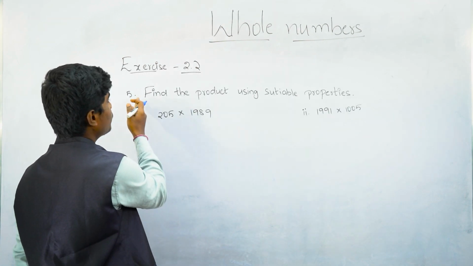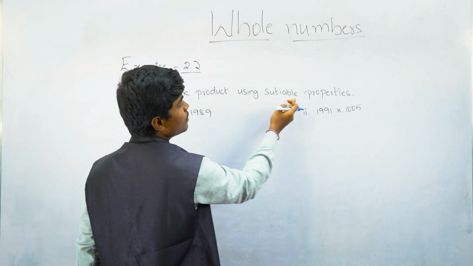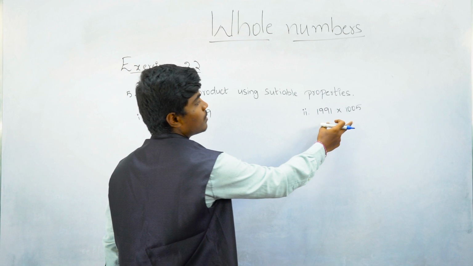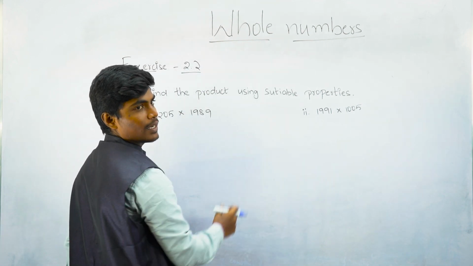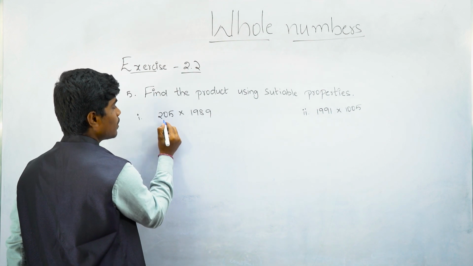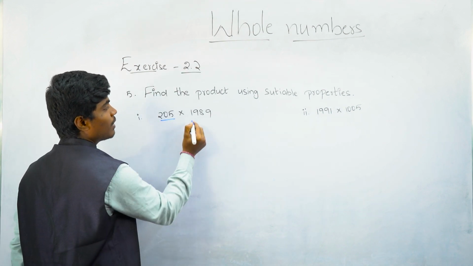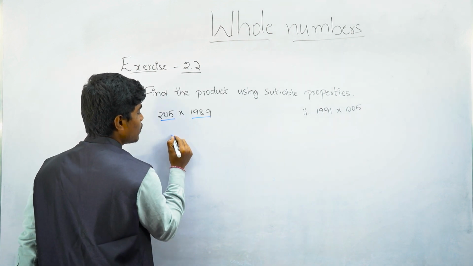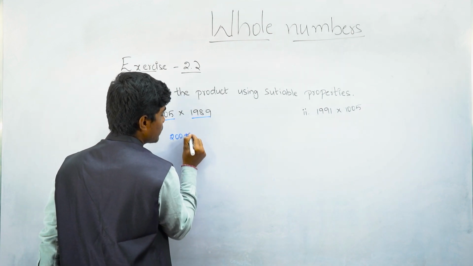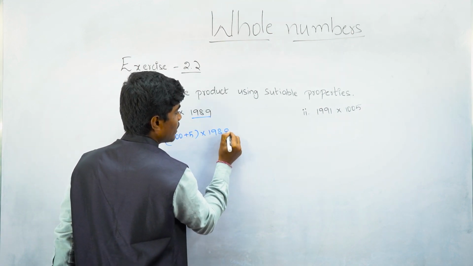Let's move to the fifth problem. Find the product using suitable properties. Here he gave some numbers and we have to find the product by using some properties which are suitable to it. Here he gave 205 into 1989. How can we write 205? We can write 205 as 200 plus 5 into 1989.